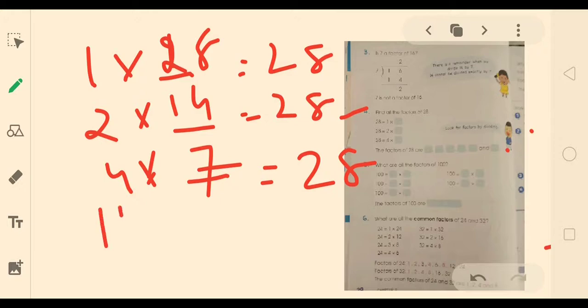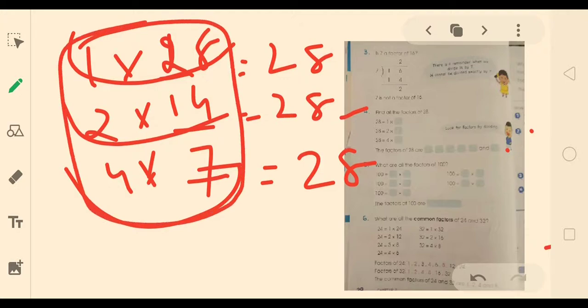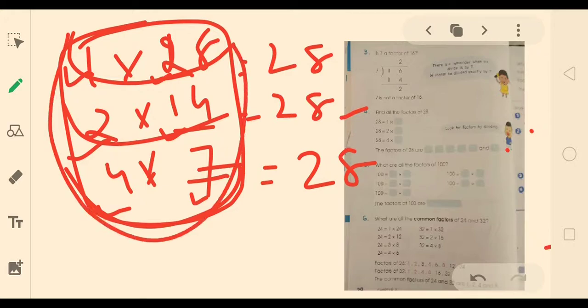Okay. Now, look at these numbers here. These all are the factors of 28: 1, 2, 4, 7, 14, 28. 28 comes in the table of all these numbers. So what does it mean? It means these all numbers are the factors of 28.